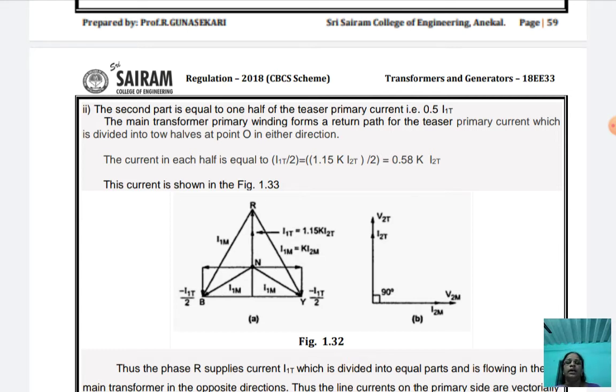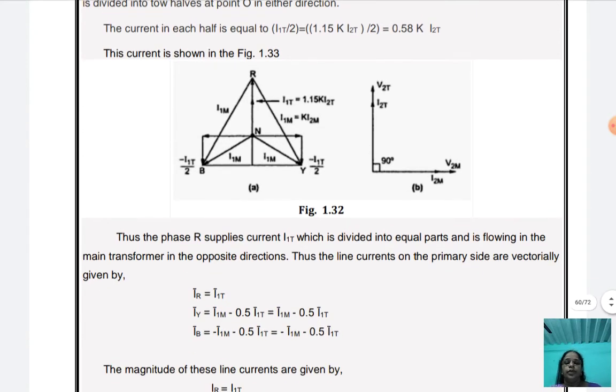This is the vector diagram of the Scott connection. For this particular connection, IR, IY, IB: I already told you which current is flowing in IR, that is I1T, the primary current of the T-set transformer. IY is nothing but what? That is I1M minus I1T divided by 2. The 1 by 2 we write as 0.5 only.